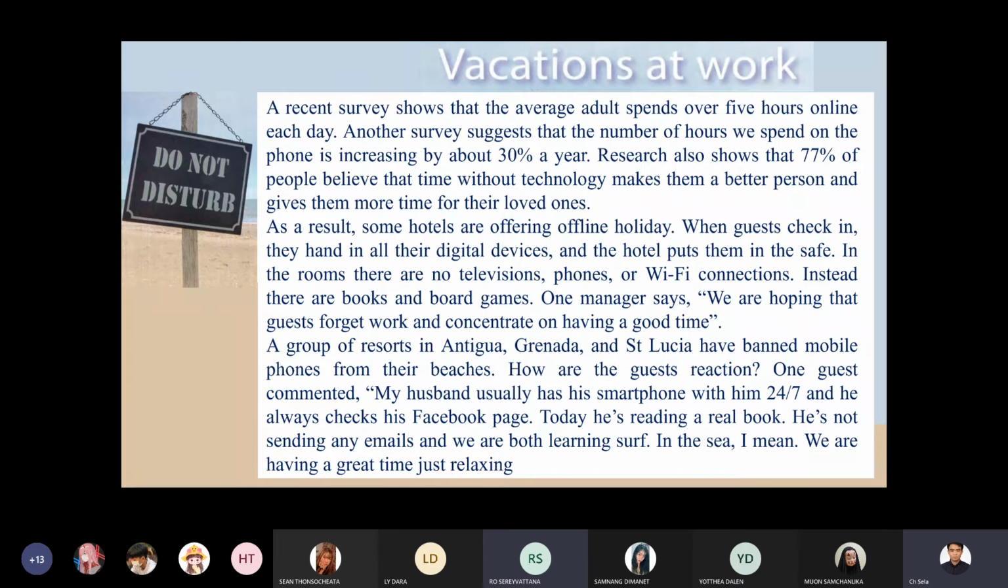A group of resorts in Antigua, Grenada, and St. Lucia have banned mobile phones from their beaches. How are the guest reactions? One guest commented, "My husband usually has his smartphone with him 24 hours and he always checks his Facebook page. Today he's reading a real book. He's not sending my emails and we are both learning to surf in the sea. I mean, we are having a great time just relaxing."